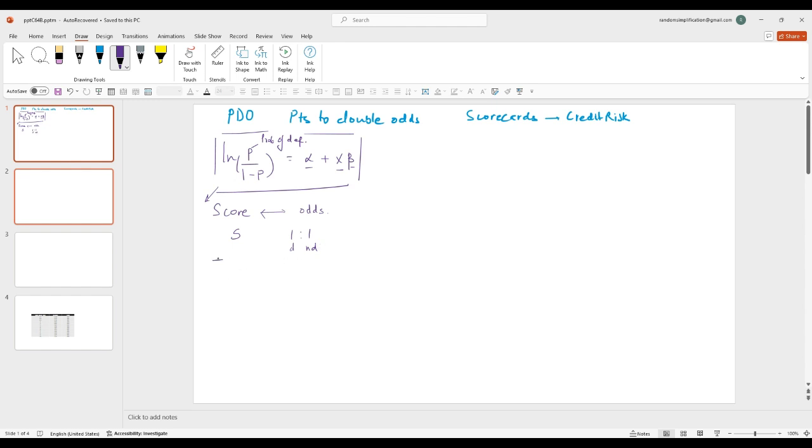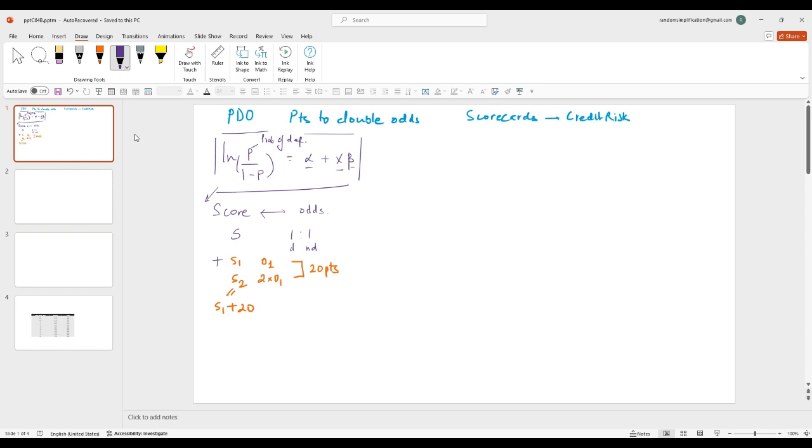And in addition, we add one more condition: if the score changes from S1 to S2, and in case the odds are doubling between the two scores, so if the odds at S1 were O1 and the odds at S2 are twice O1, then we would like the difference between S1 and S2 to be 20 points, i.e., we want S2 to be equal to S1 plus 20.